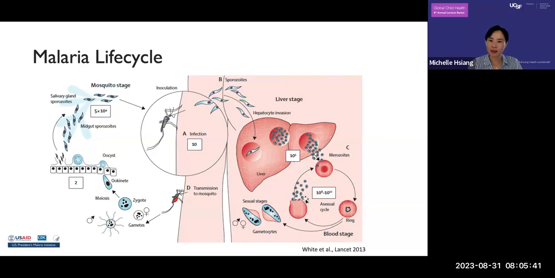And then at some point, the merozoite stage turns into a gametocyte, sexual stage. And in order for this cycle to continue, the next mosquito that takes a blood meal needs to take up the gametocytes, and then fertilization happens in the gut, and then the sporozoite stage is released from the salivary glands to the next human during a next blood meal.